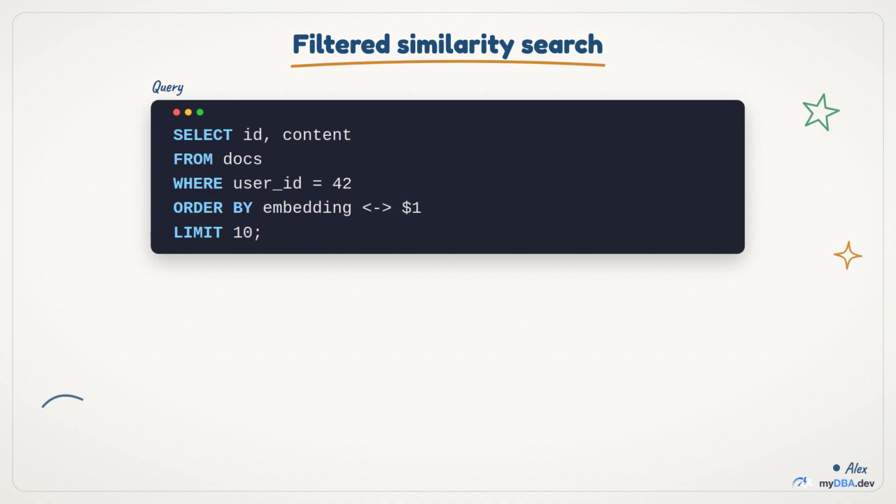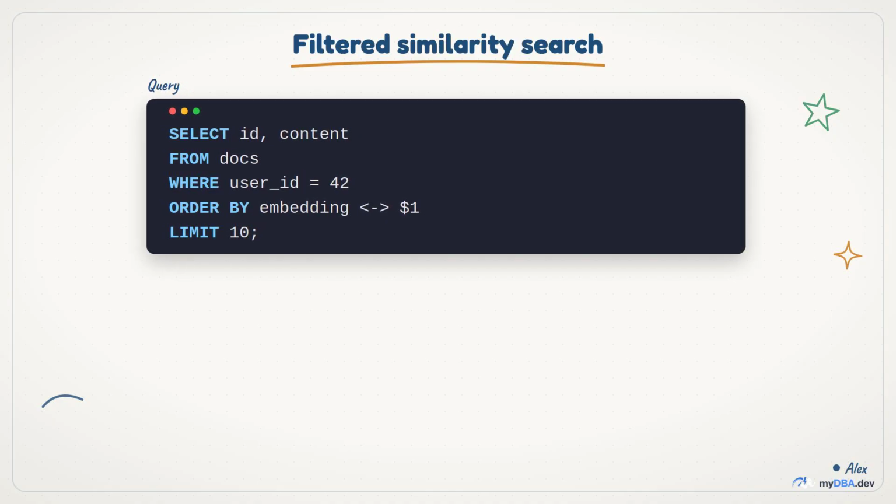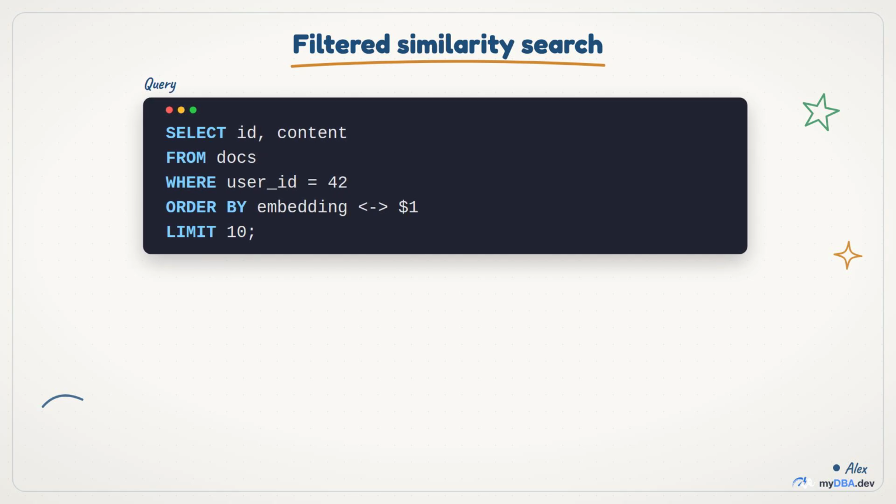The tn-step operator calculates Euclidean distance between vectors when using pgvector.